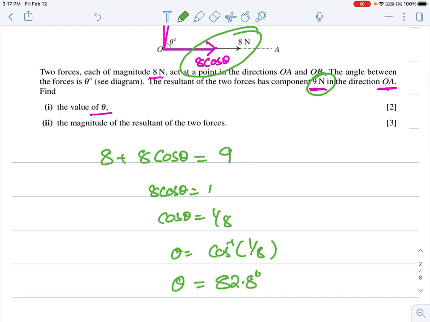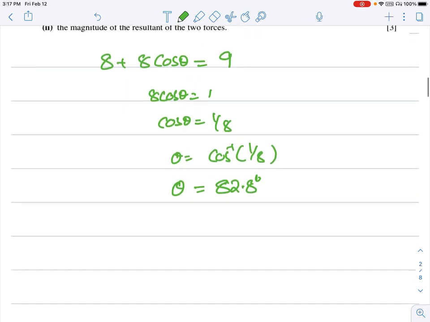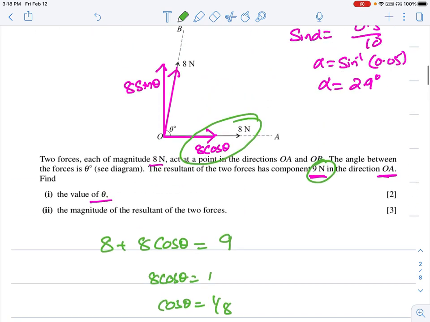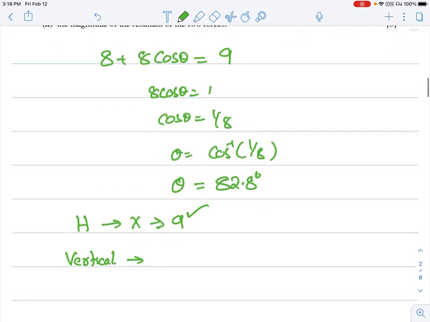Find the magnitude of the resultant of the forces. He is asking us to find the magnitude of the resultant of the forces. So we know that the horizontal force, which is along the x-axis, is 9 newtons. That's okay. Now along the vertical, we can see 8 sine theta, which is equal to 8 times sine 82.8 degrees.